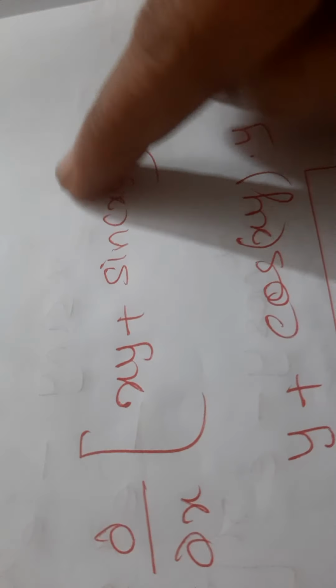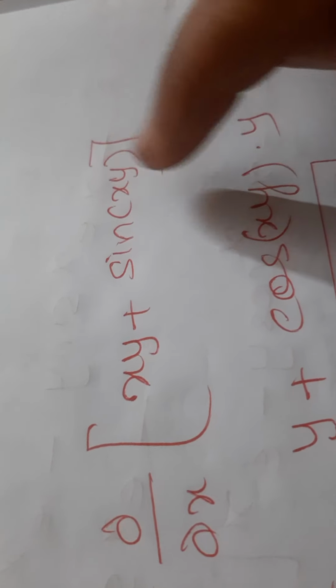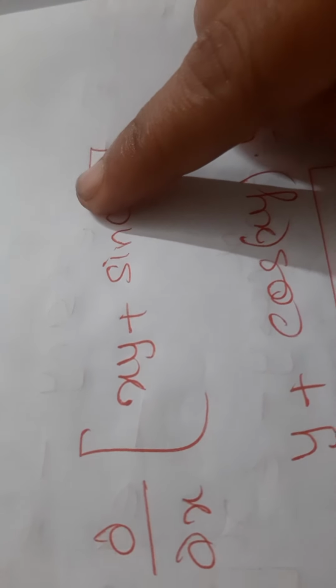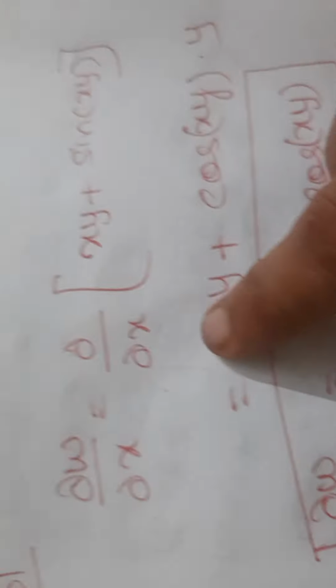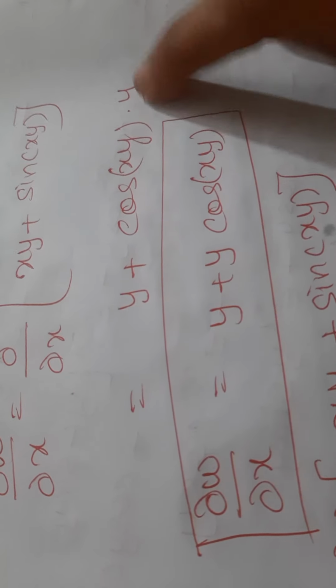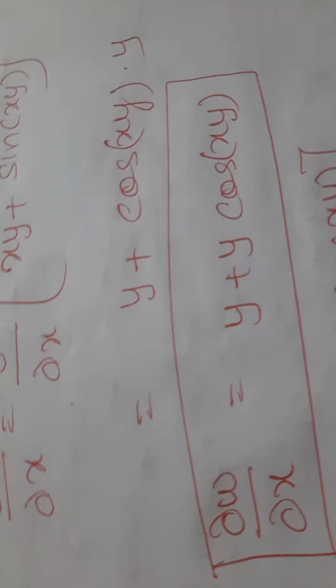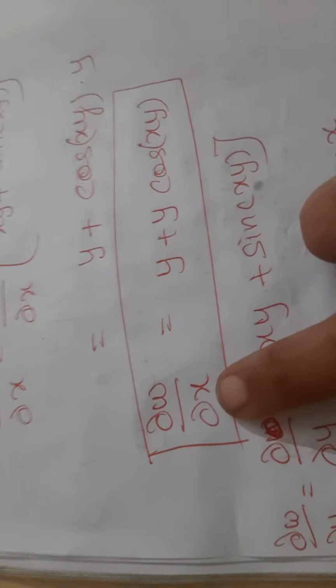I have considered this is x, but this is not x. This is other than x. So that must also be differentiated partially with respect to x, and it should be written as a product. So this will be y plus y cos xy. This is ∂w/∂x.